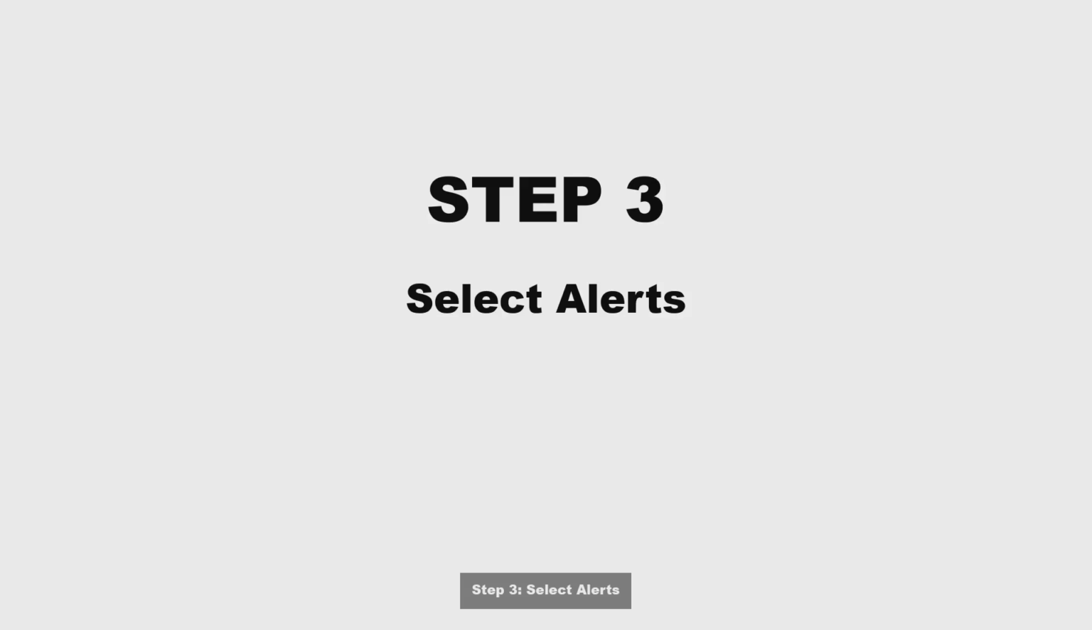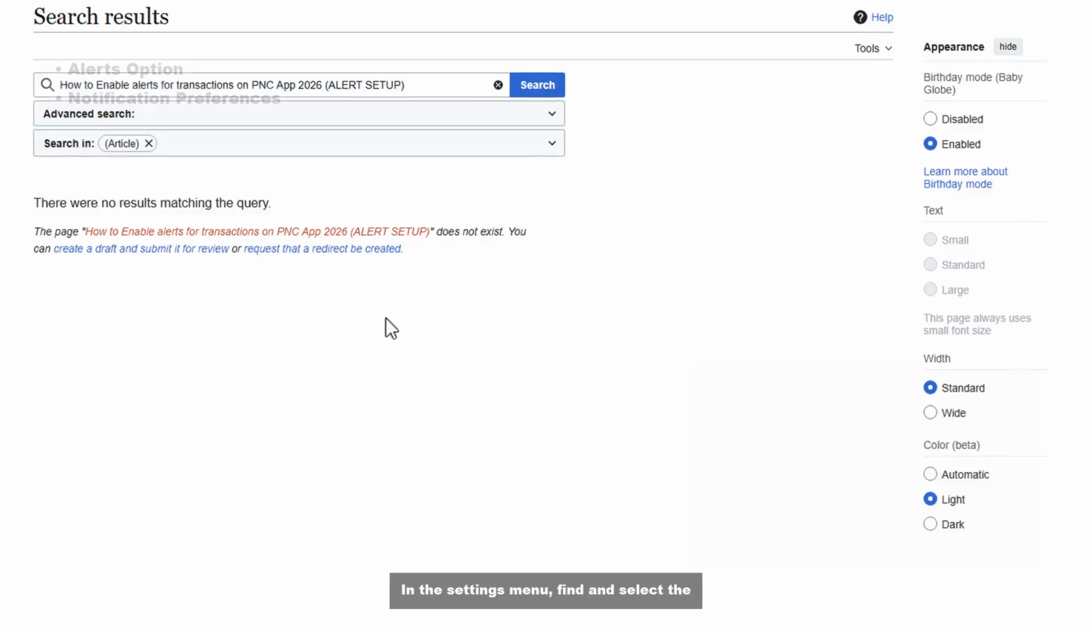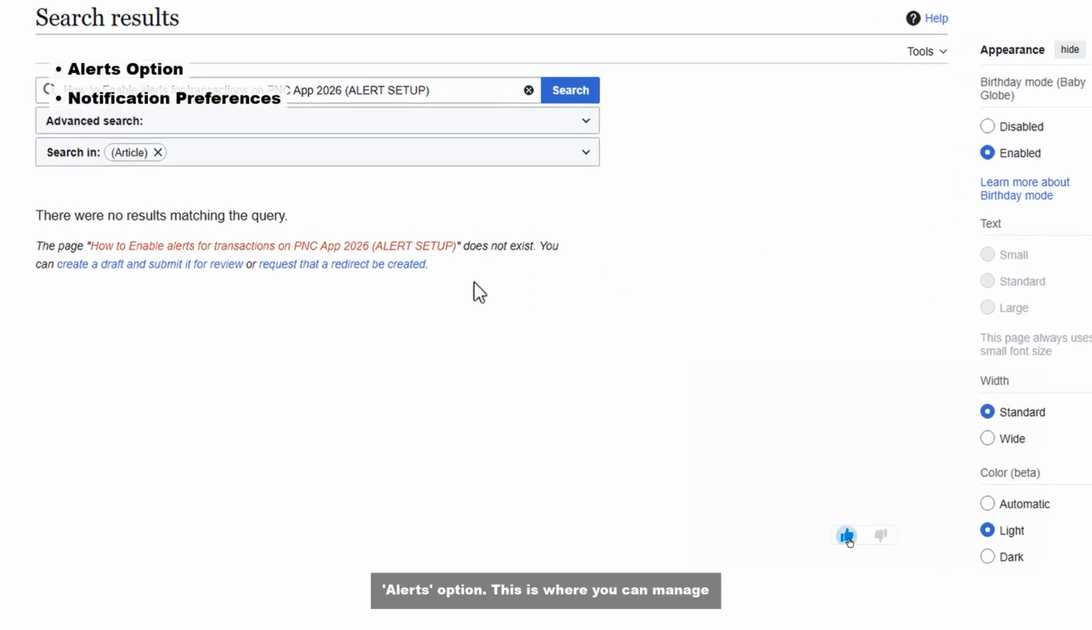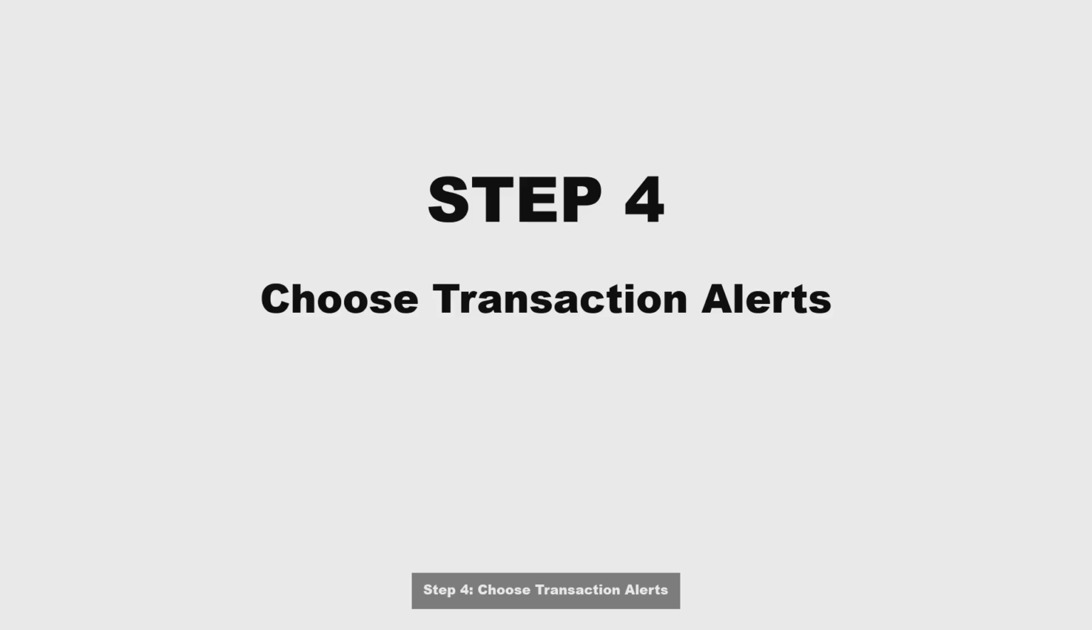Step 3. Select Alerts. In the Settings menu, find and select the Alerts option. This is where you can manage your alert preferences. Step 4. Choose Transaction Alerts.